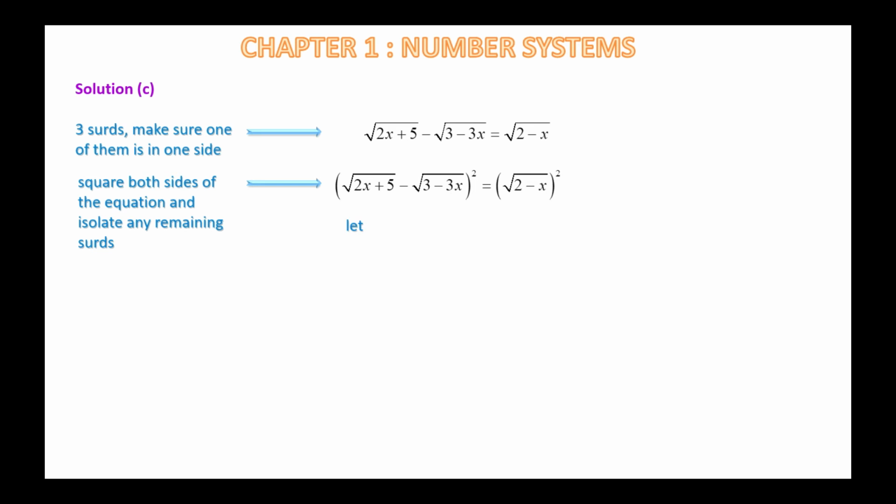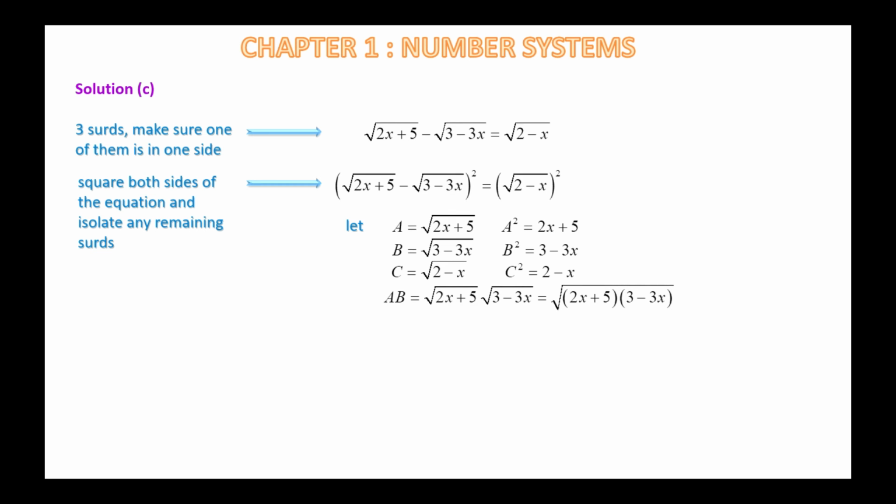Here, we apply, let a equals root 2x plus 5, so, a square equals 2x plus 5, b equals root 3 minus 3x, so, b square equals 3 minus 3x, and c equals root 2 minus x, so, c square equals 2 minus x. Find a times b equals square root negative 6x square minus 9x plus 15.